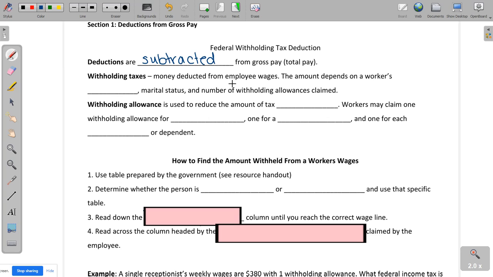Withholding taxes are money deducted from an employee's wages. The amount depends on the worker's wages, their marital status, and the number of withholding allowances claimed. This is also called income tax.